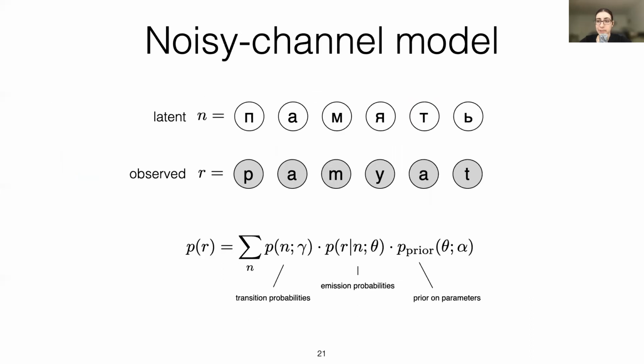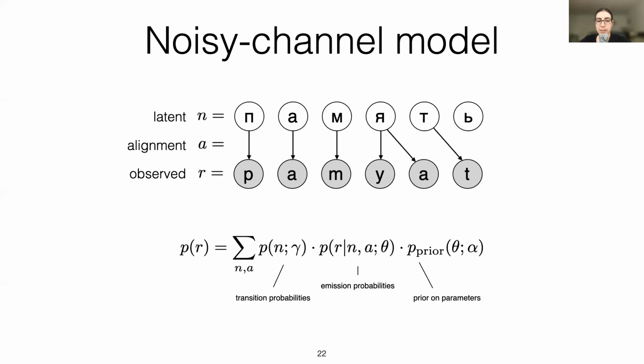So now let's formalize our noisy channel model. We decompose the joint probability of the observed romanized sequence R and the latent native script sequence N into three factors: transition probabilities, emission probabilities, and the prior on the emission parameters. Because we don't actually know what the correct native script sequence is, we are going to marginalize over all possible values of N. And I'm sorry for the awkward notation here. Just wanted to say this again: the N that we're summing over is not an index. It is the value of the native script sequence. So we're summing over all possible native script sequences.